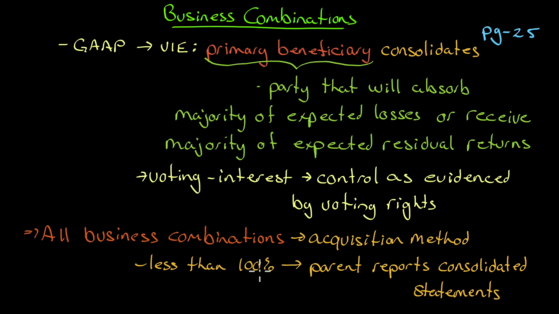You don't call it a consolidated statement simply because, well, it's 100%. It is one entity. It's one statement. But when it's less than 100%, the parent reports on a consolidated basis.